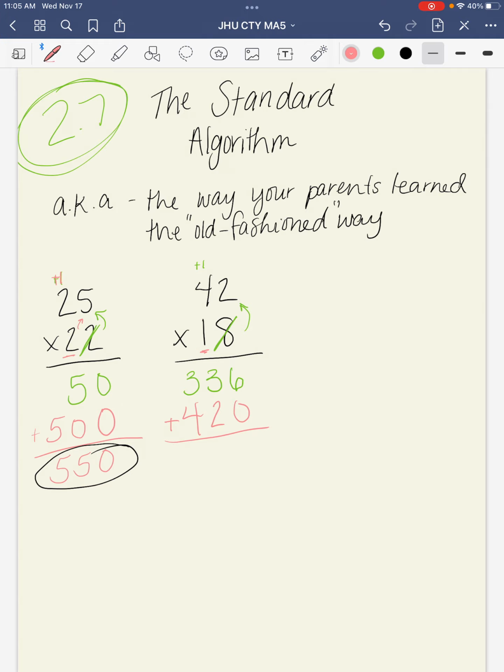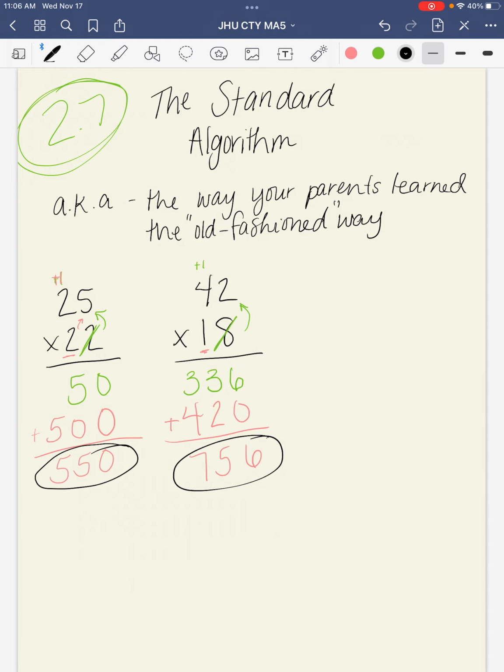Okay, so remember each time you move a place value, you start a new line of addition. So I'm going to add here 6 and 5 and 7. So my final answer is 756. Check me with a calculator if you like, but I'm pretty sure it's right. The standard algorithm works like this for any numbers with any digits, which is really nice. So let's look at a harder problem.